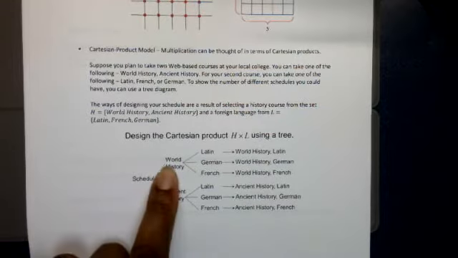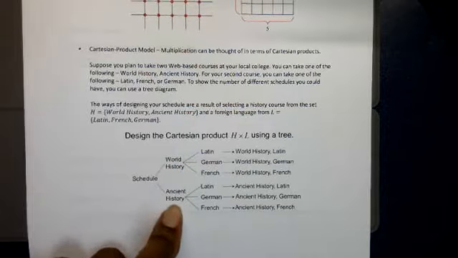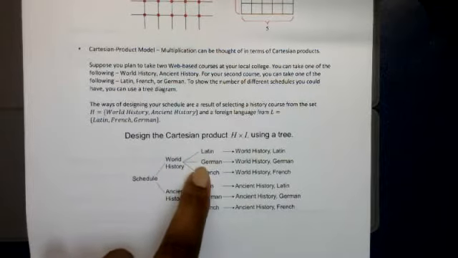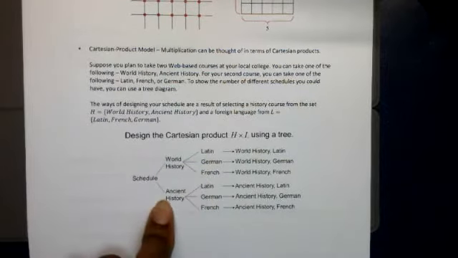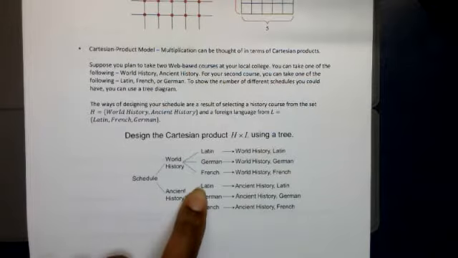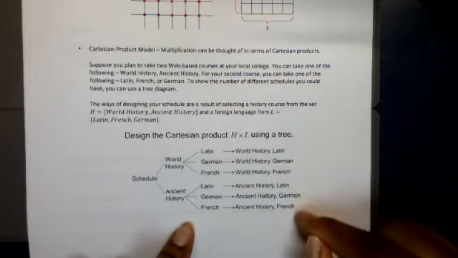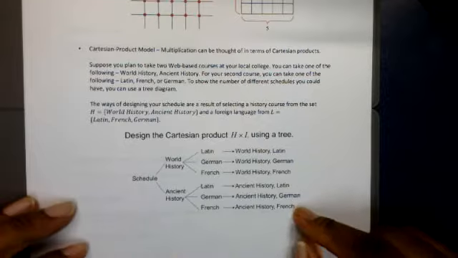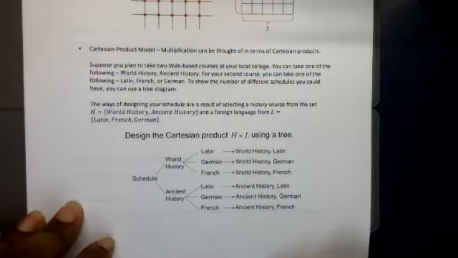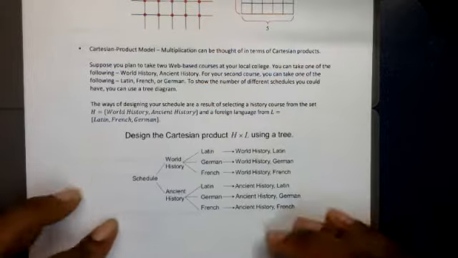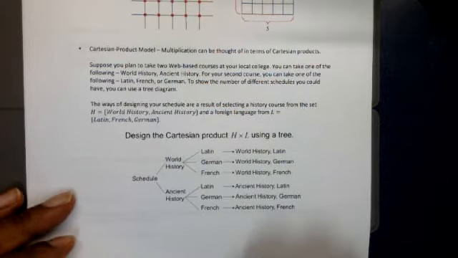So here you have world history, and then your ancient history, which is your history, and then a foreign language. You can take world history, you can take either Latin, German, or French. Or if you take ancient history, you can take Latin, German, and French. So these are all the possibilities. And in this case, you'll see that there are 6 possible schedules based on what's given for H and for L.